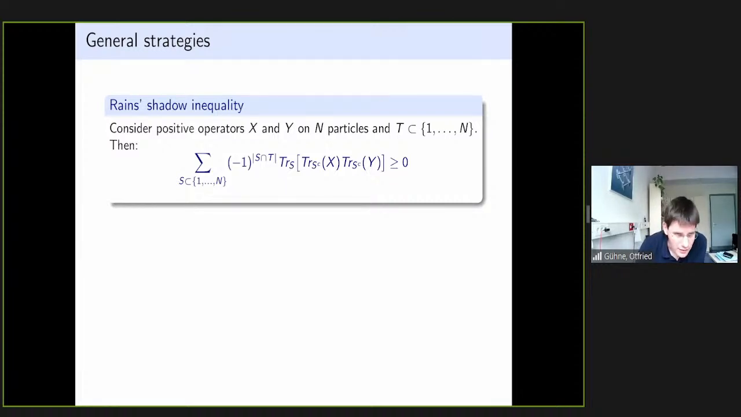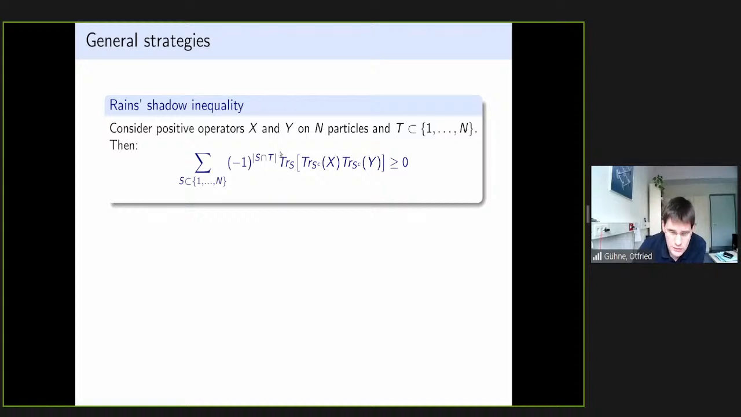So essentially the statement tells you the following. Let's assume that you have two positive operators, X and Y, on N particles. And you look at a certain subset of the particles. And then you look at the following expression. You take from the operator X some partial trace, you take from the operator Y some partial trace. So these are two operators that you multiply. And then you take the trace again.